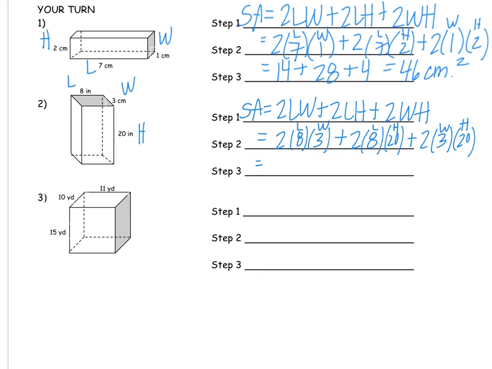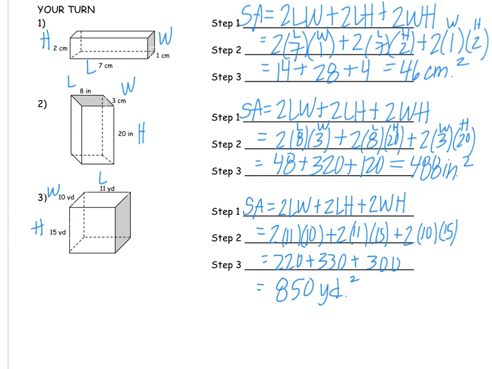Alright, so 2 times 8 gives you 16, and then 16 times 3 is 48. Then we do 16 times 20 and get 320, and then 6 times 20, 120, add those together, and you get 488 inches squared. You try number 3 and then check yourself with my work. Okay, so check and see if you got 850 yards squared. If not, make sure that your work matches mine here.